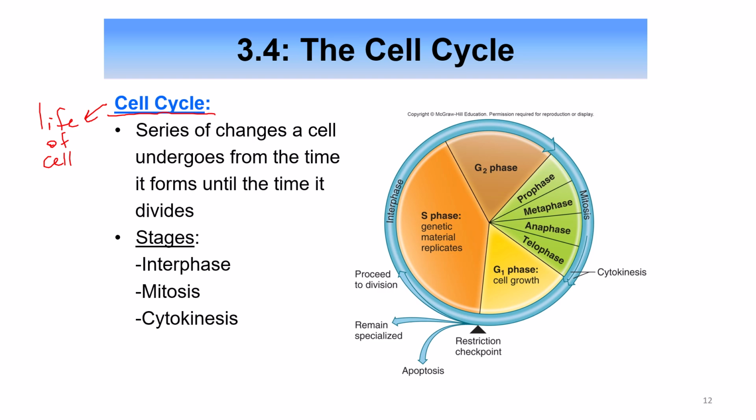The stages of the cell cycle, we have interphase. Interphase takes up the most of the cell cycle. Interphase is when the cell is doing its normal stuff. But also we're going to see on the next slide, this is when the cell makes 2 copies of DNA.